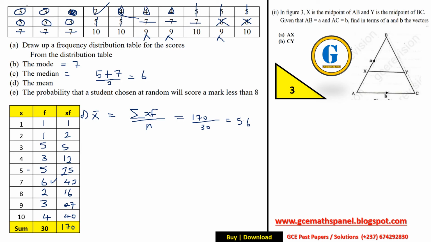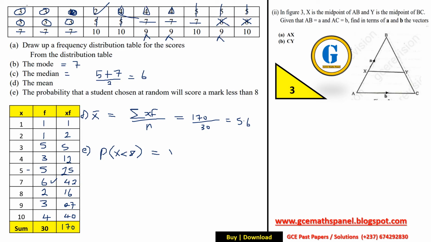5.6. Now E, find the probability that a student chosen at random will score a mark less than 8. So the probability of a student having a score, let's call that score X, less than 8 will be equal to, how many students have a score less than 8? That's what we need. 1 is less than 8.